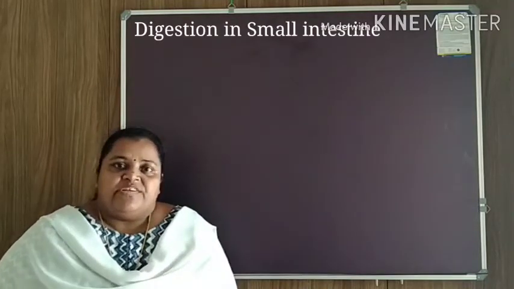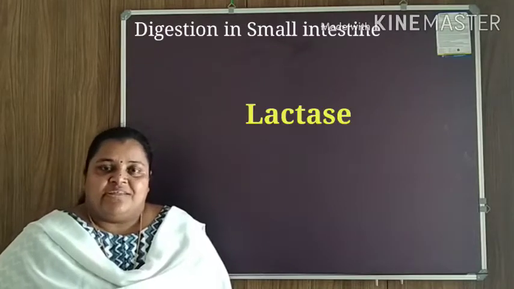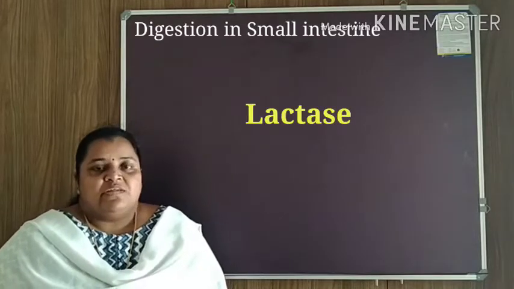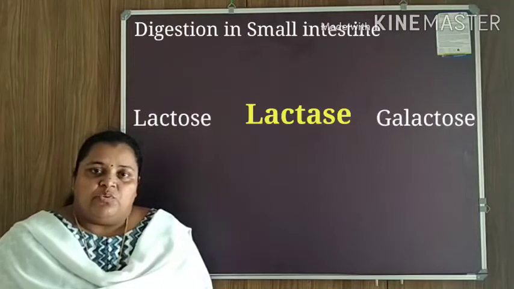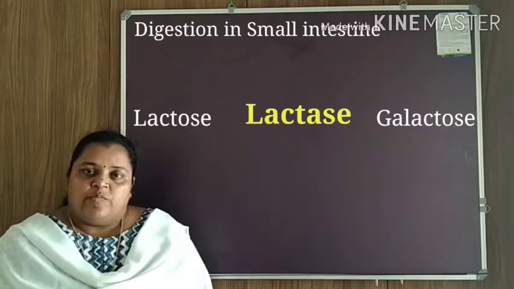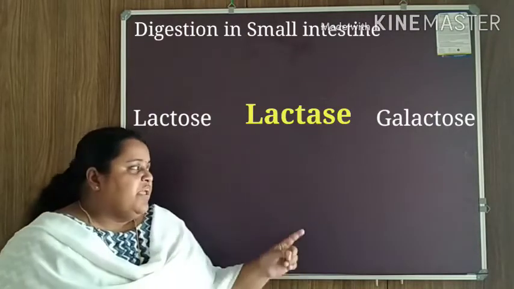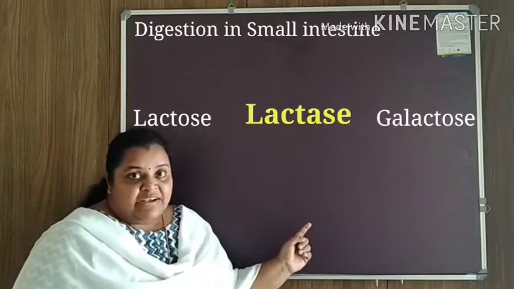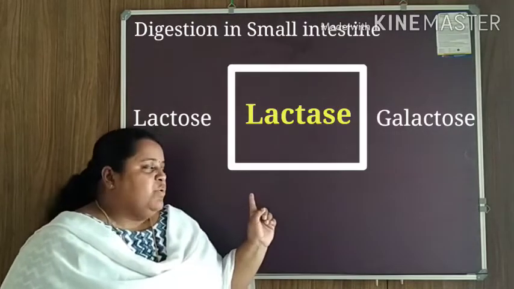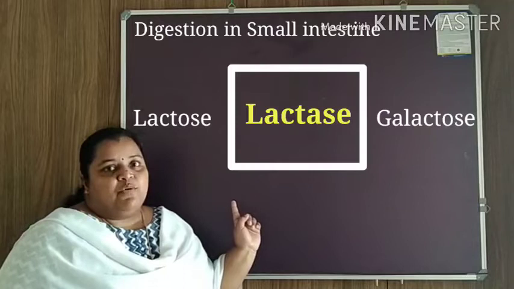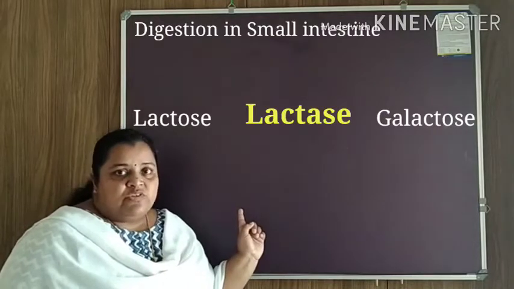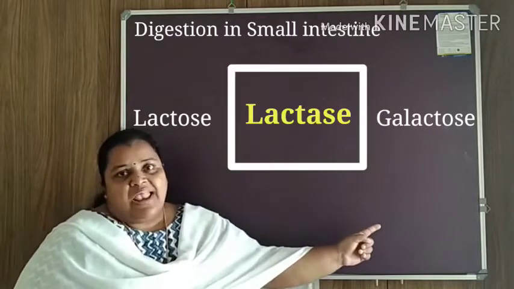Then the second one is lactase. It converts lactose into galactose. The name of the enzyme is lactase. It converts the complex carbohydrate lactose into galactose.